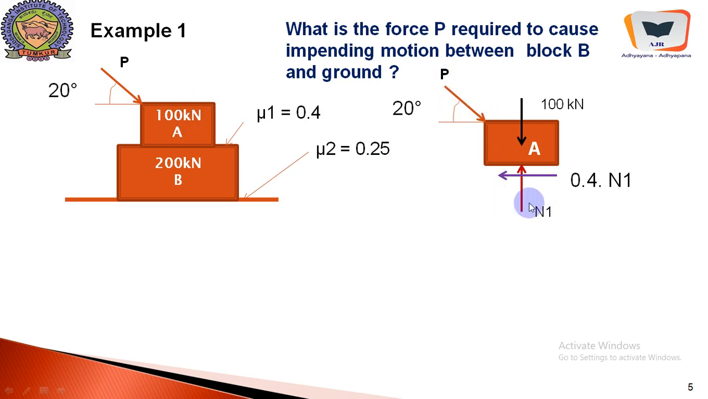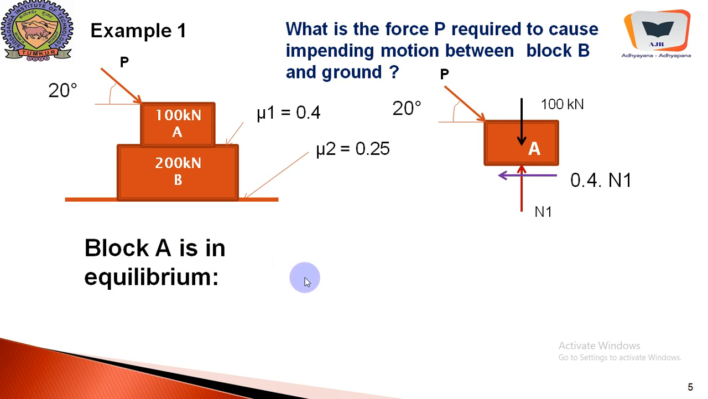There is a force P over here. 100 kilonewton is the weight which is acting vertically down, and since this is showing a tendency of movement in the rightward direction, there is a frictional force acting in this direction, and there is the normal reaction N1 for A. We need to resolve the forces, of course, and we will just do this.